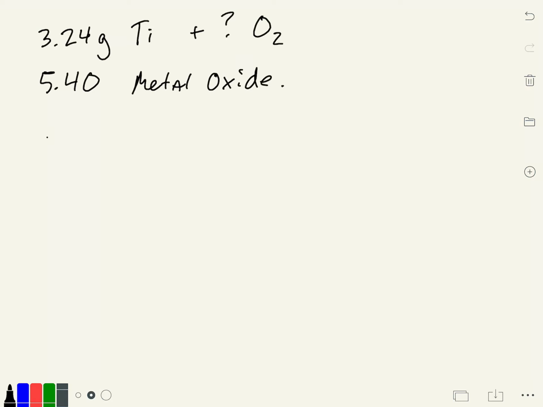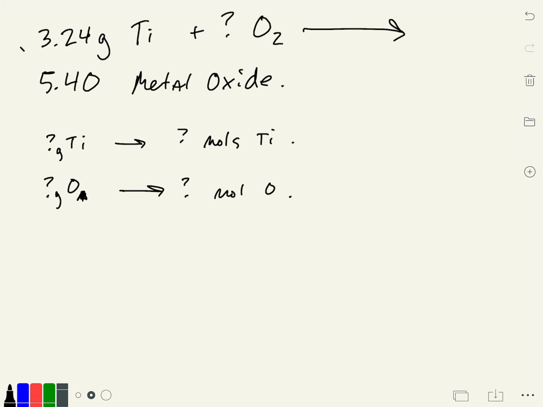So you have to start with the grams of each. How many grams of titanium? How many grams of oxygen? Let's just call it O. You turn both into moles. How many moles titanium? How many moles oxygen? Now, right off, you see that you don't know the grams of oxygen, but conservation of mass tells you that the total weight of this side has to equal the total weight of this side. So go ahead and give this one a shot. I'm going to give you the answer in a second so you can check yours.